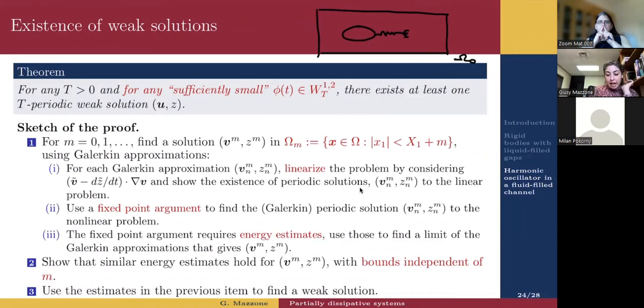Now for each step M, in which you are enlarging your domain omega zero one step, we solve using the Galerkin approximation. The way that we do the Galerkin approximation is through a fixed point. So we linearize first the equation. Then we use the Leray-Schauder fixed point theorem to show that there exists a periodic solution to the nonlinear problem. And then we pass to the limit, first in N and then in M.